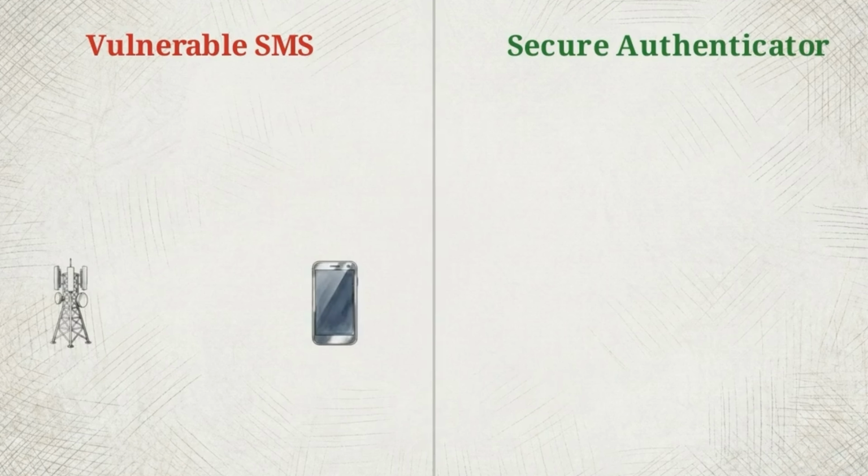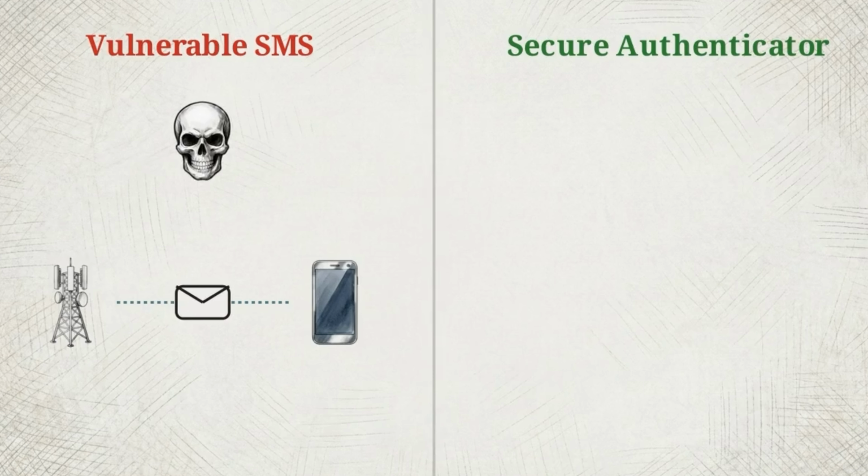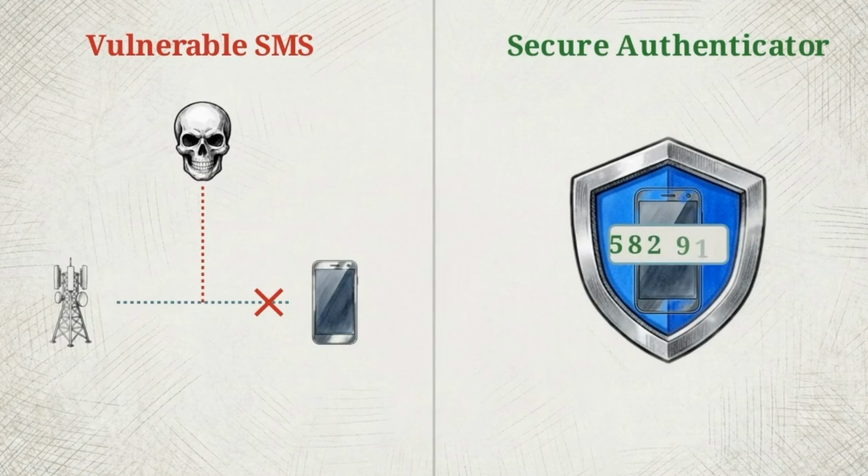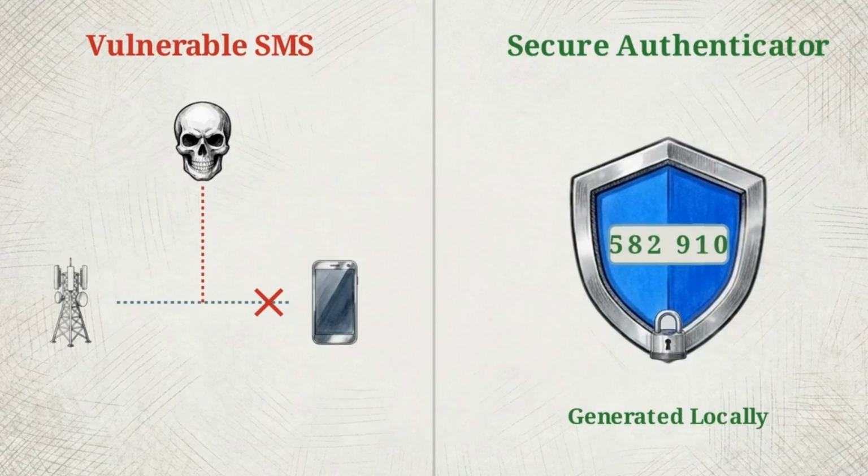This comparison chart shows the critical defensive shift you need to make regarding multi-factor authentication. On the left, an SMS text code is easily intercepted during a SIM swap. On the right, an authenticator app generates a secure, localized token directly on your device. That token never travels over a vulnerable cellular network.